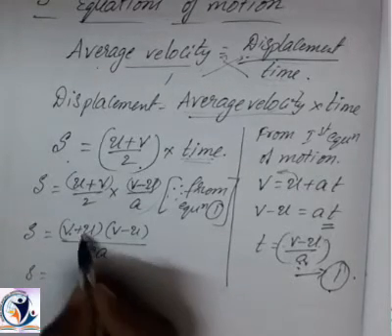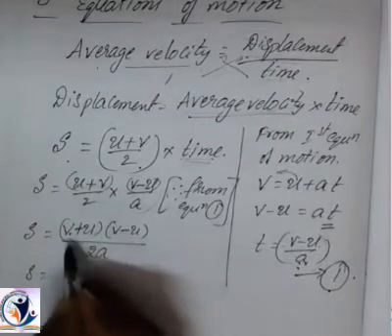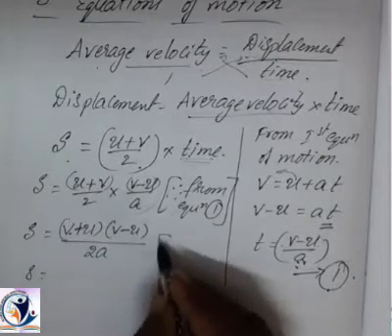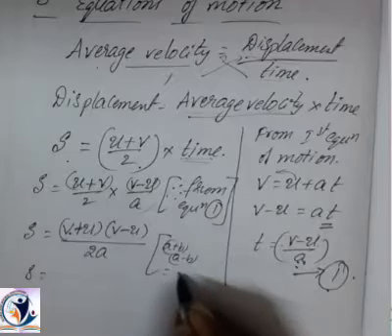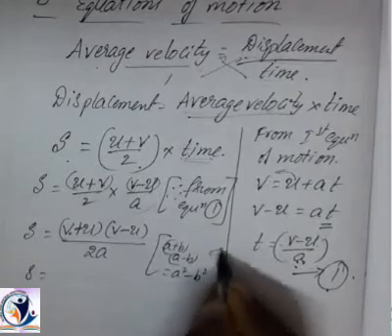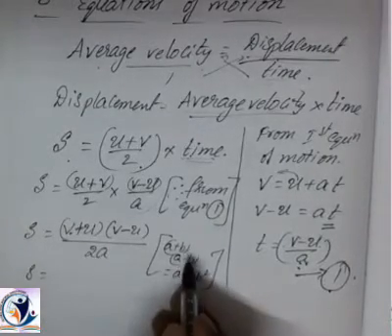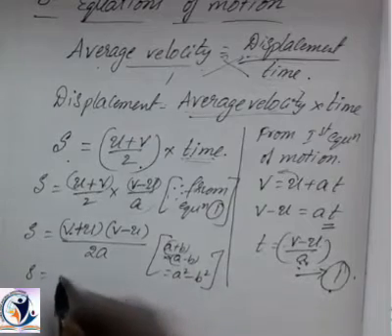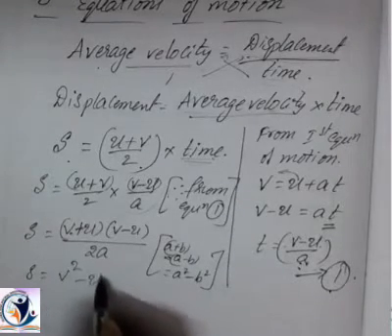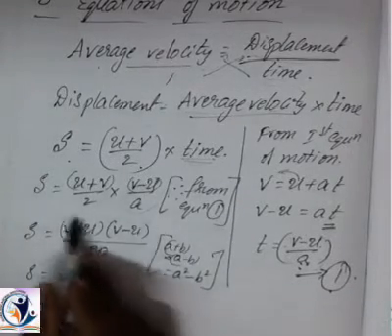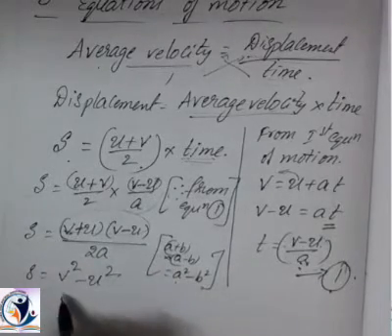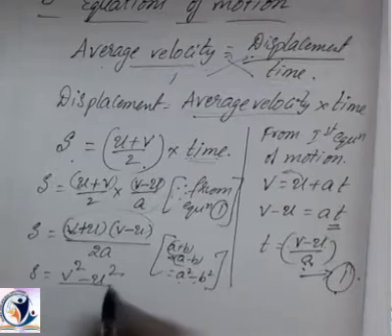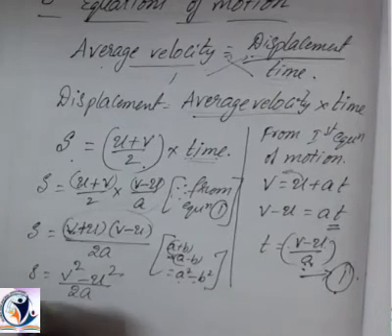Now S equals, observe these two conditions. These are in the form of (a + b) into (a - b). (a + b)(a - b) in the sense it will be given as a² - b², right? This is the formula for (a + b)(a - b). So write down, this is v² - u². I am writing this (v + u)(v - u) in the form of v² - u² with the help of this formula. Now by 2a, I didn't disturb.